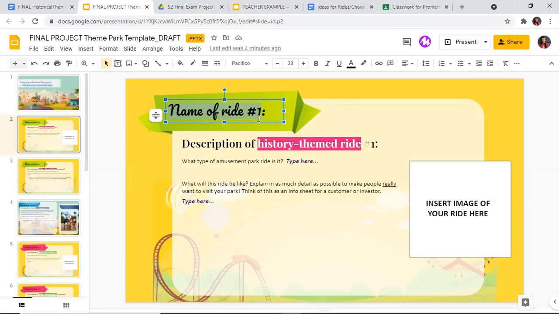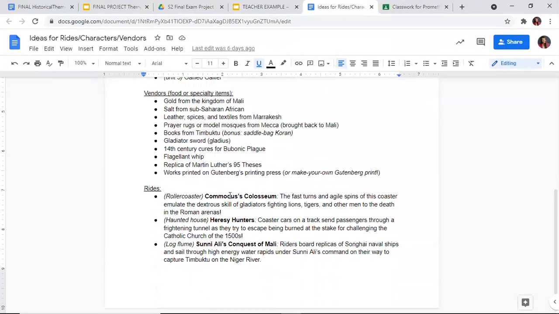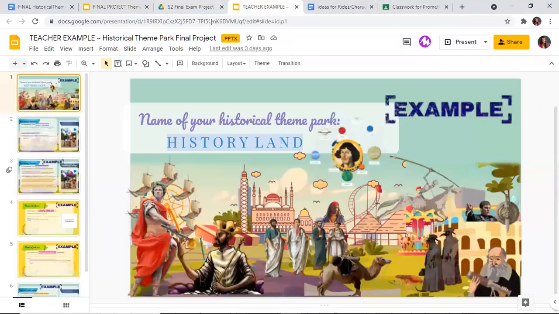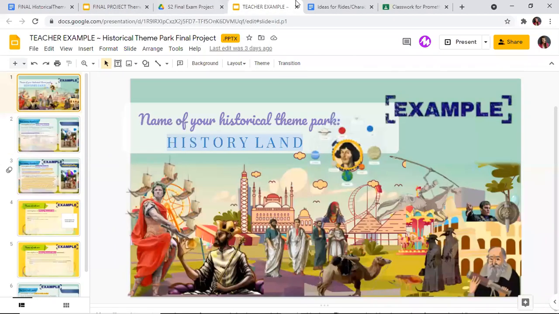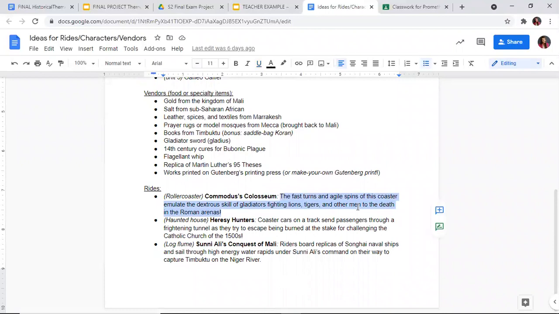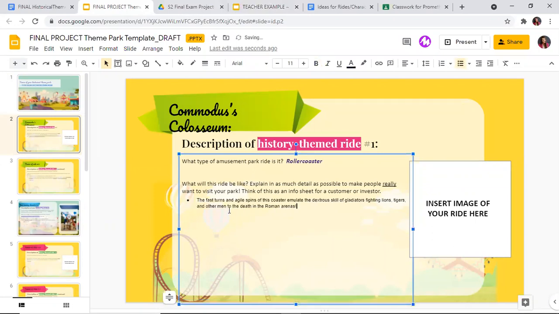An example ride that I have for you was Commodus's Coliseum. So I would write Commodus's Coliseum, and then I would explain what Commodus's Coliseum is. Maybe it's a roller coaster. So for example, and we'll go back to this list in a moment, I've explained that it's a roller coaster. So I might type that it's a roller coaster here, but then I'm going to put my brief description into the template down here when it says, what will this ride be like?